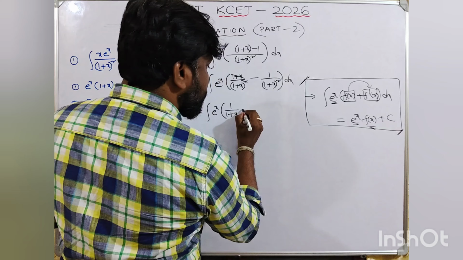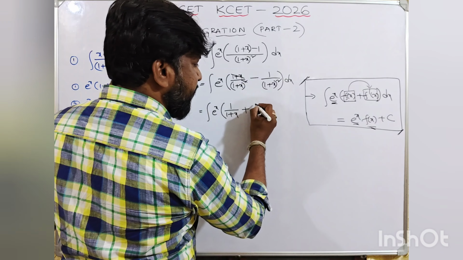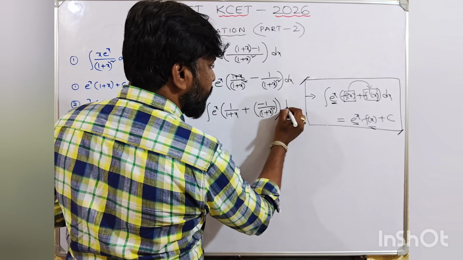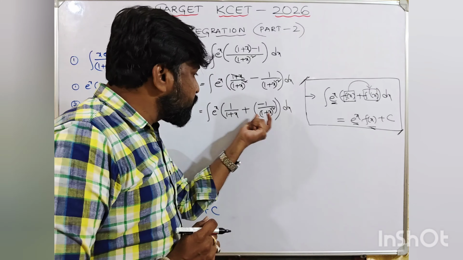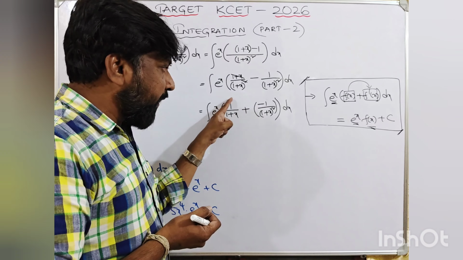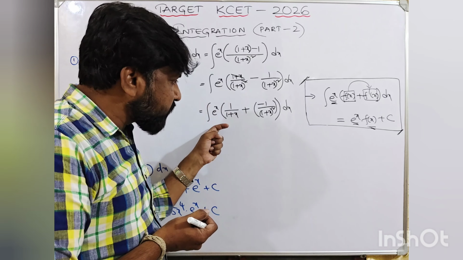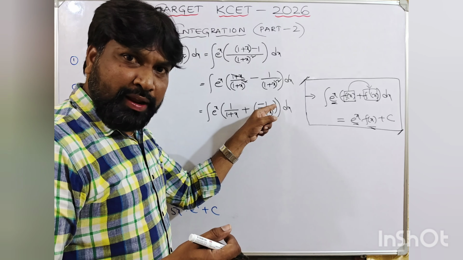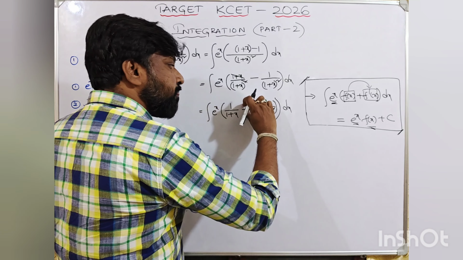Now in the formula plus is there, so write plus. Then minus is there, so write minus 1 by 1 plus x whole square. Now if you observe carefully, in these two, one is f of x and the other is f dash of x. It looks like 1 by x format, where the denominator is called x. What is the derivative of 1 by x? Minus 1 by x square. Clear? So this is e power x into f of x plus f dash of x dx.